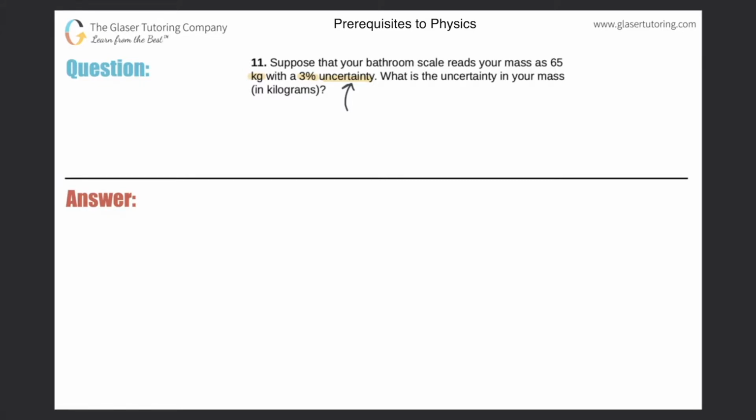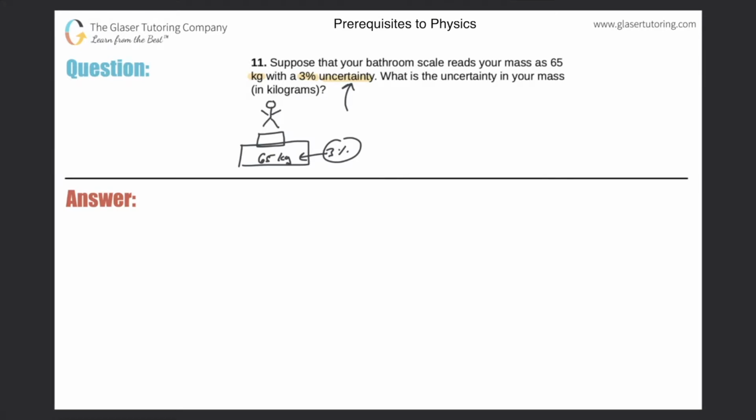So, okay, we're unsure. So the scale reads out. So when you step on this thing, right, you step on the scale. I don't know what this is, but pretend it's a scale. And you step on it, and the scale will read 65 kilograms. But there's a 3% uncertainty associated with this measurement. So what that means is we're really unsure, and we're unsure by the value of 3%. Okay, so 3% of what? Well, 3% of the mass that was detected, right, of the 65 kilograms.